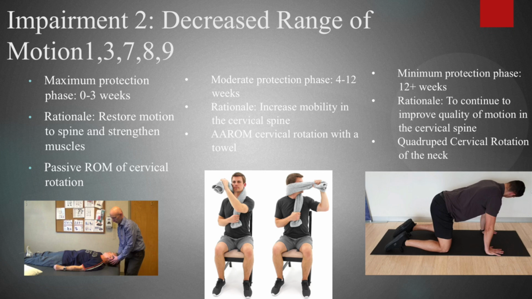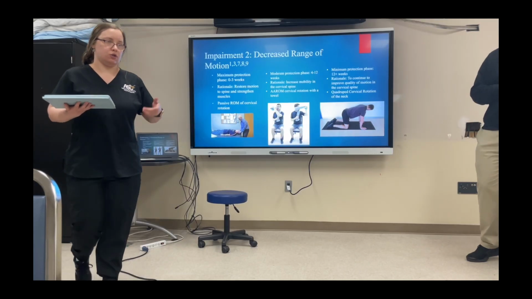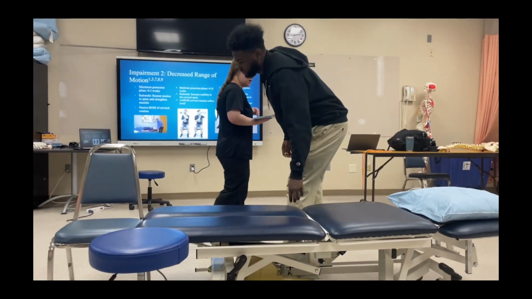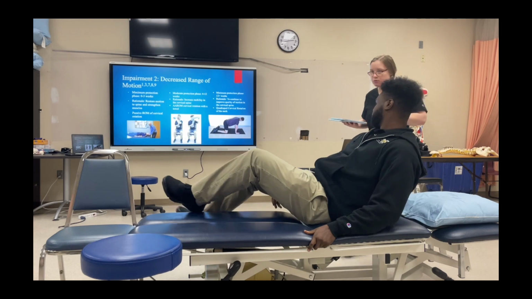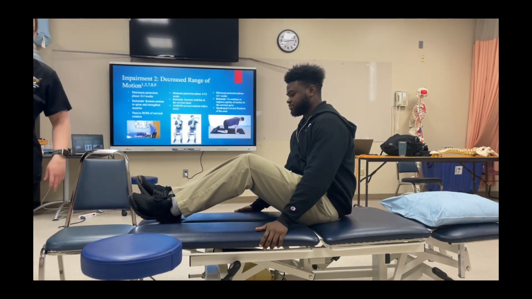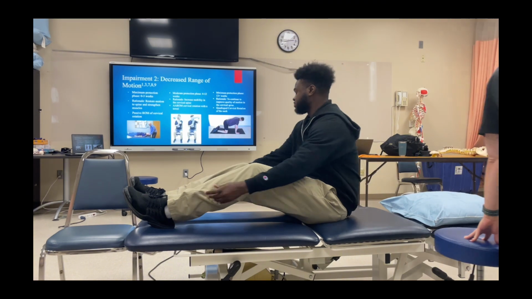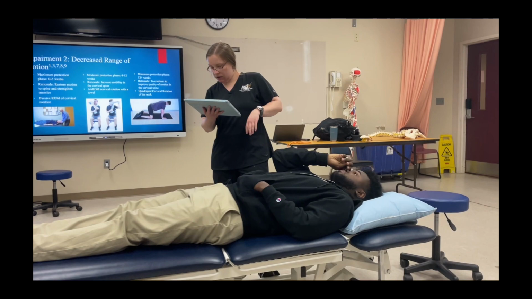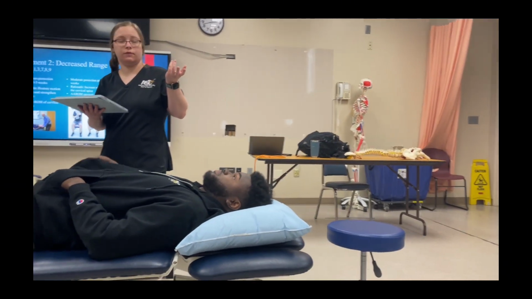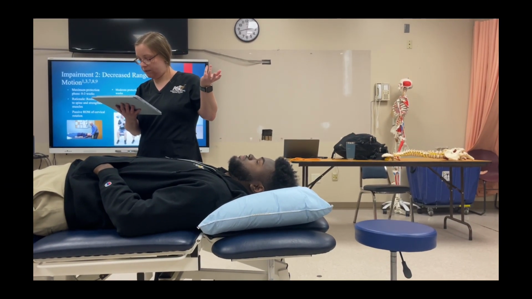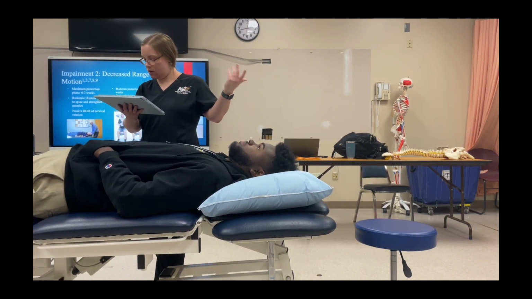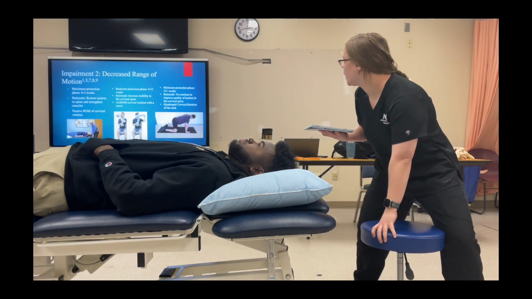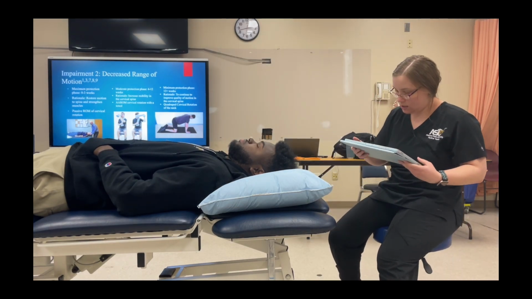For the maximum protection phase, I'm going to have my patient come lay down on a table for the passive range of motion. This is to also help increase function within the spine, improve blood flow, strengthen the muscles, and bring oxygen back to the joints, from one of the other sources that I have up there. I believe it was number 7.